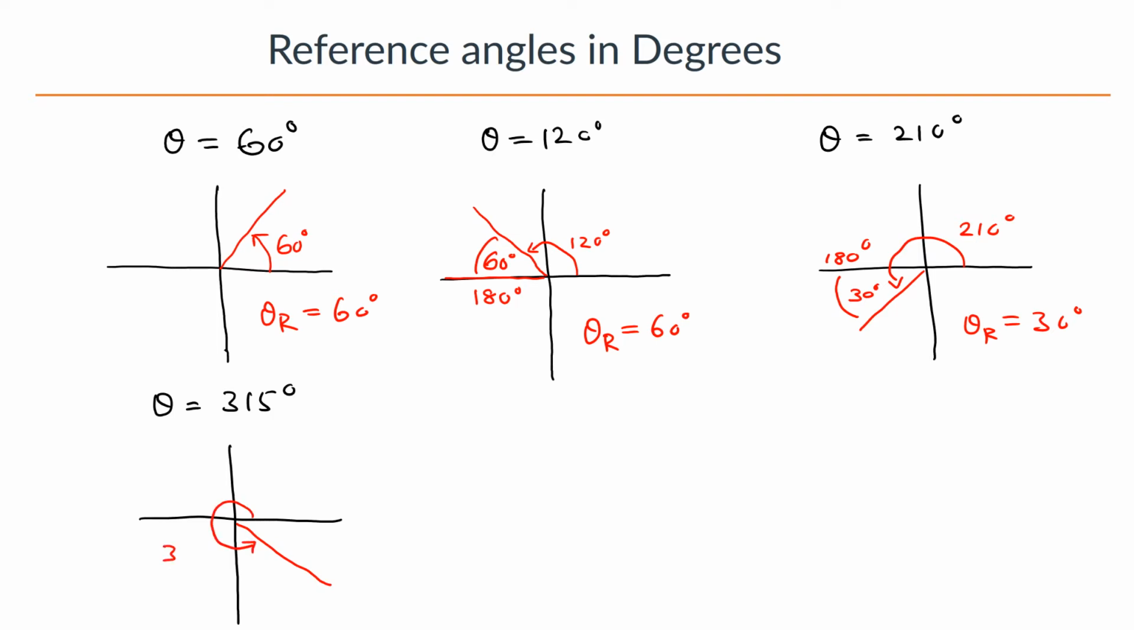So this is 315. You can see the closest angle on the x-axis to that is 360 in this case. Now we're going to find the difference between 315 and 360, and you can see this is 45 degrees. So that means in this case the reference angle theta r is 45.